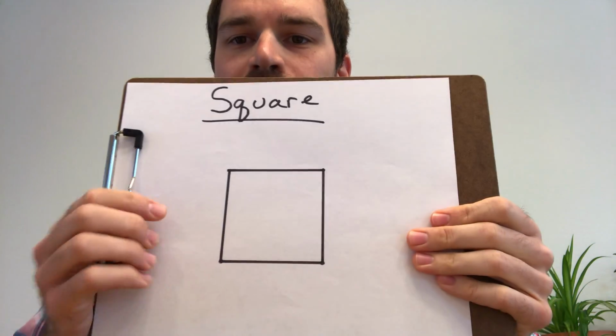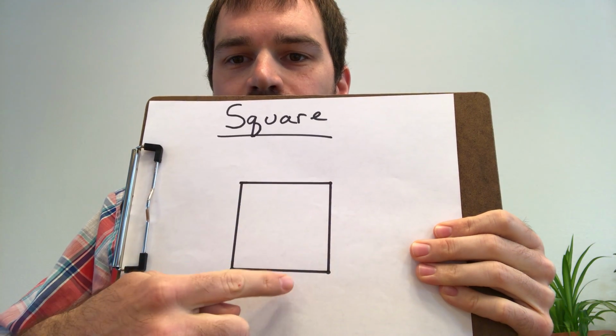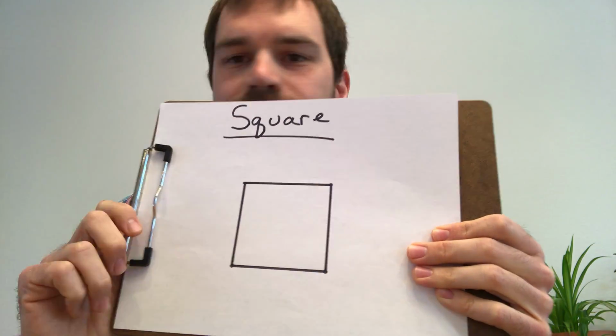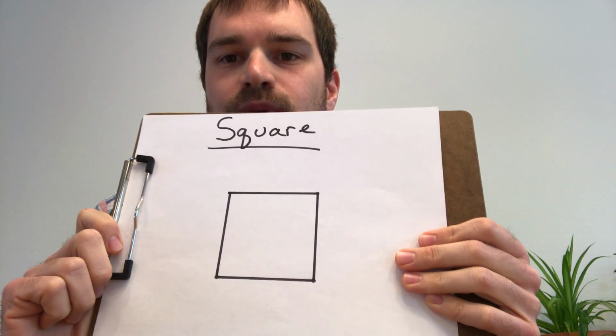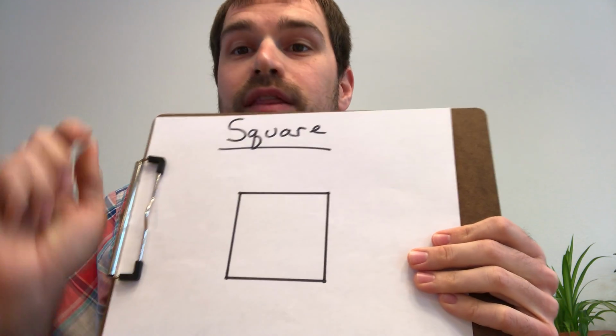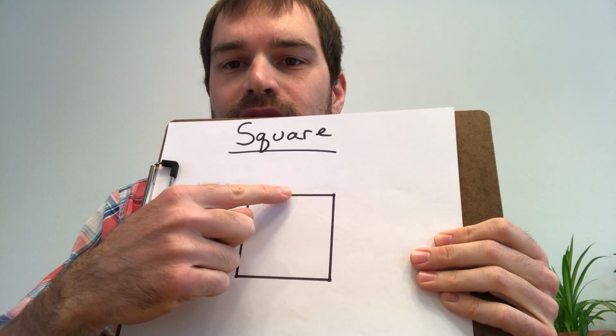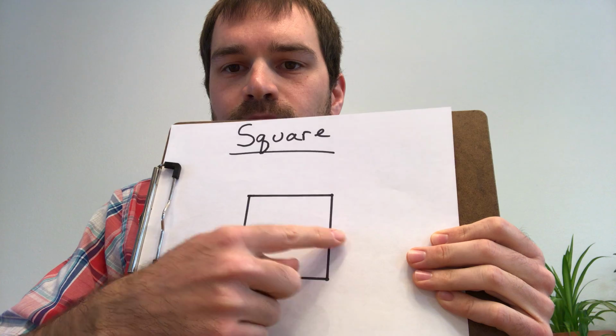So let's take a look. So the pairs are parallel. Pairs are parallel. You could continue those lines on into infinity and they would never cross. They are all exactly the same length. I remember I measured this one. This is 3 inches, 3 inches, 3 inches, and 3 inches.